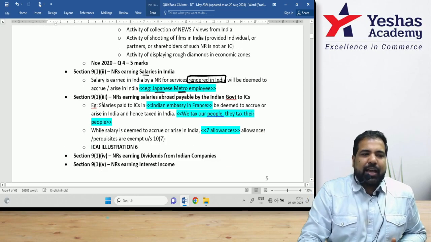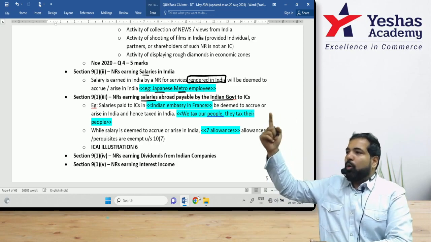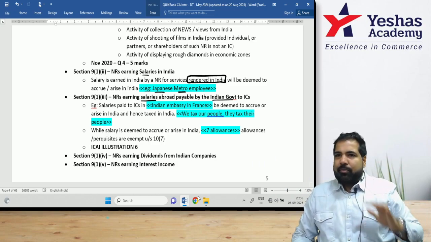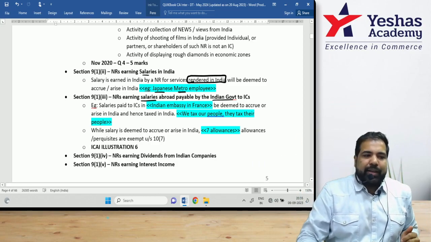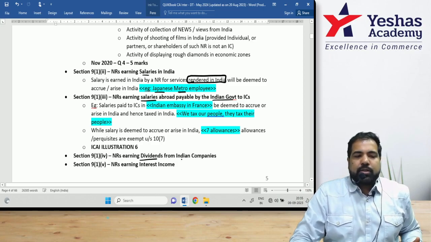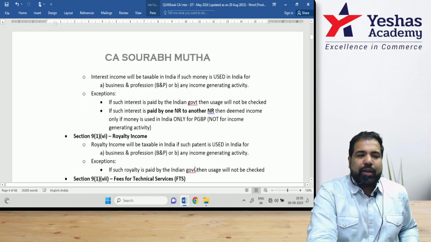Yes. Next. Salary paid by whom? Government of India. Two people working abroad. We tax. So guys, even though they're abroad, we will tax their income in India. That is, we tax our people. Next, guys. No, sorry, dividend. Dividend from which companies? Is there an India connection? Yes. Next, guys, interest, royalty, and FTS.